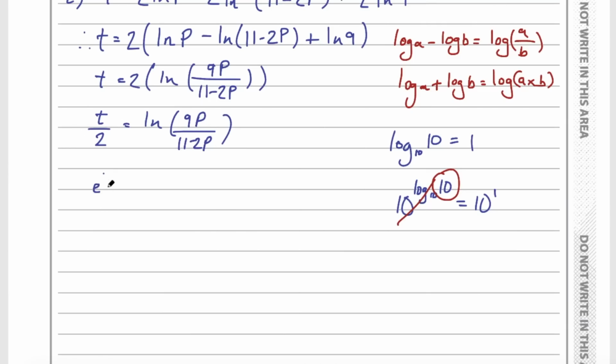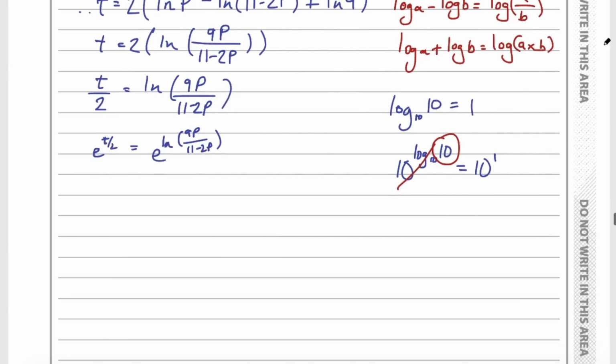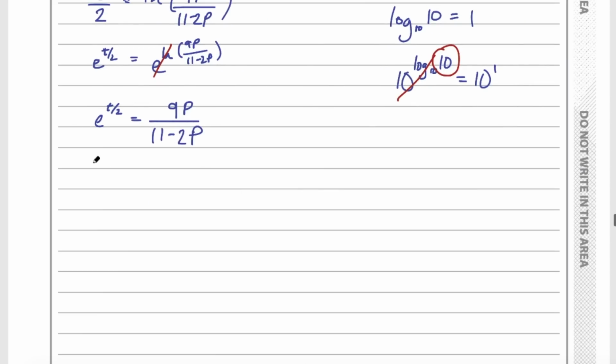So on the left we'll get e to the power of t on 2, and on the right we'll have e to the power of natural log 9p divided by 11 minus 2p. And as I said, that means we can get rid of all of this. So on the right we've just got e to the power of t on 2 equal to 9p divided by 11 minus 2p. Alright, now we just need to do some algebra so that we can get p by itself somehow.